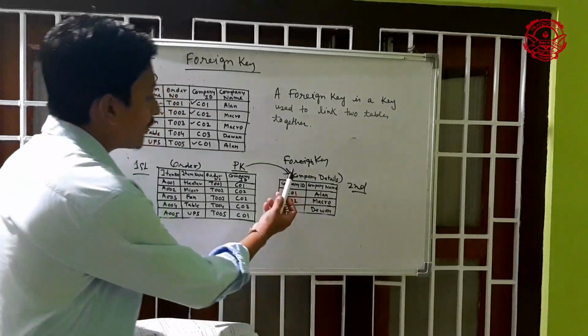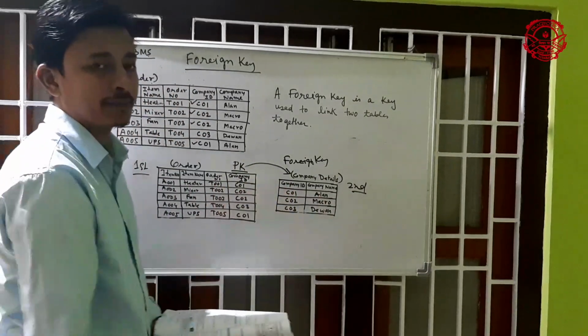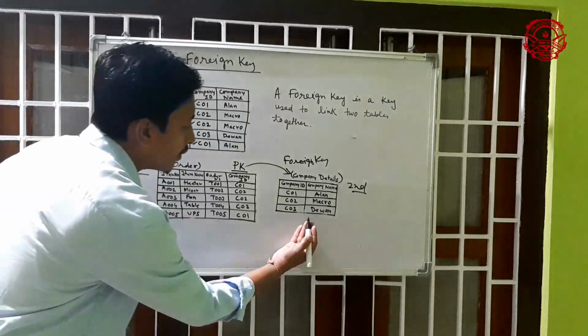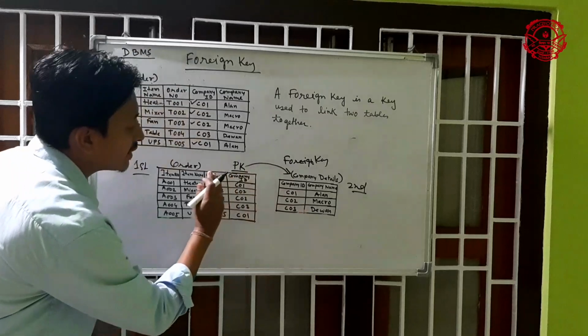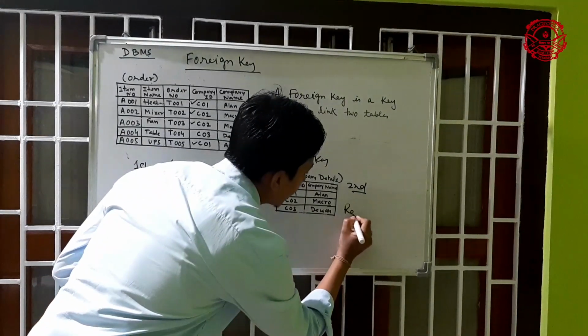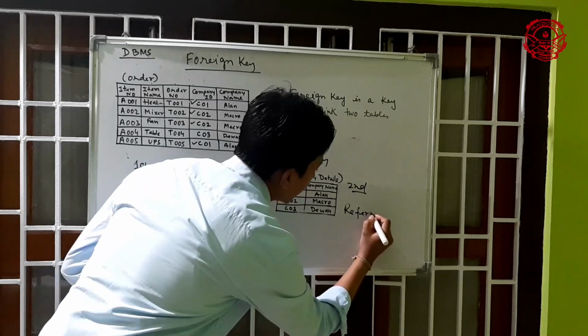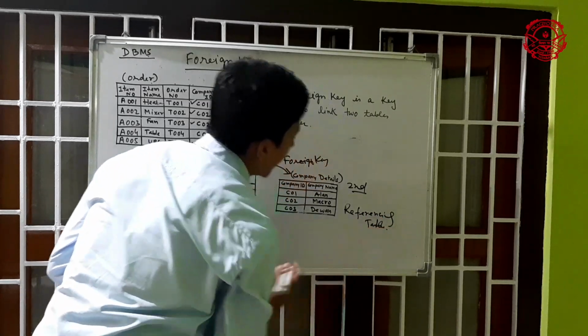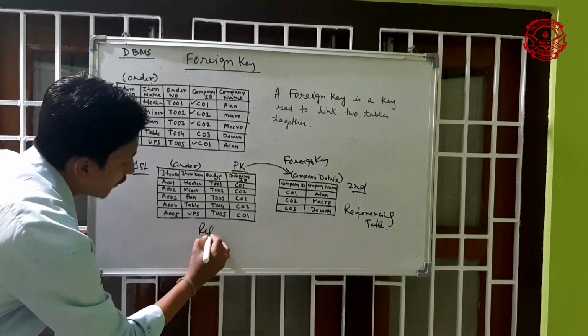This key references this primary key. You understand now? This table references this table. That's why this table is called the referencing table, and this other table is called the referenced table.